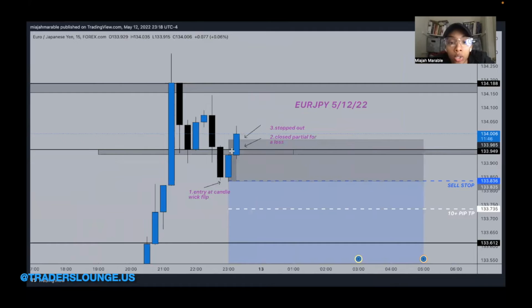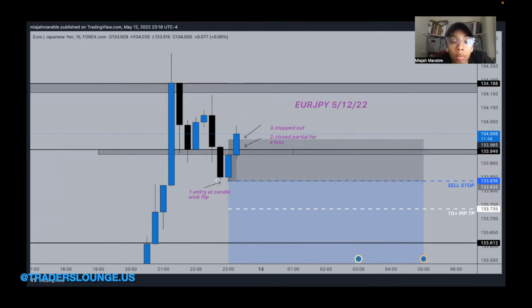So this is EJ. I took a loss here. This was on May 12th, on the 15-minute up here at the top, as you can see. Essentially what is happening here is you can clearly see that this is a bull flag, but I was looking to catch the trade coming down a little bit more, but it didn't end up coming back up.